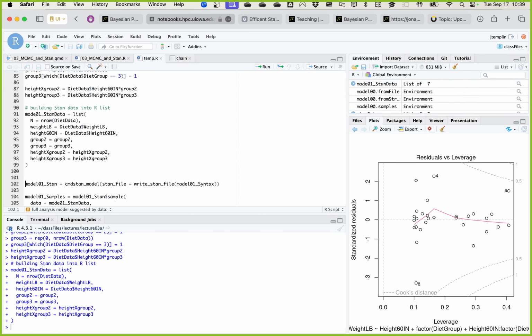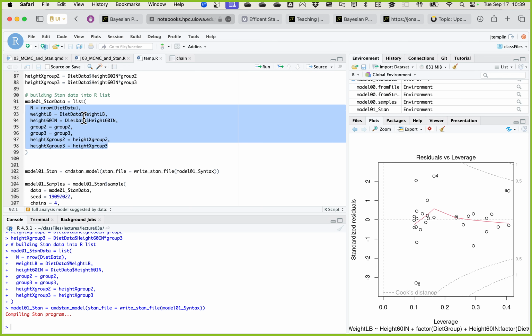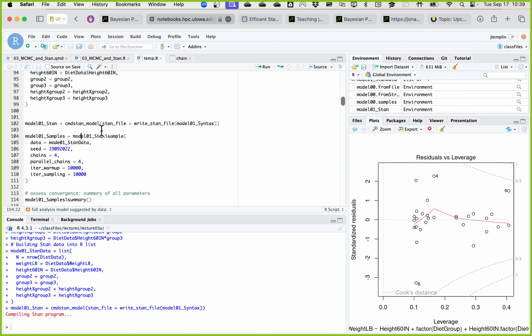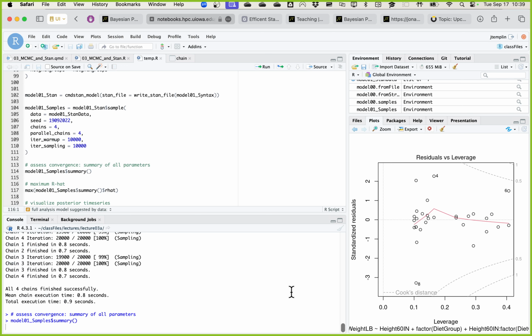Let's do this. I'm going to build our Stan program. It'll compile. I have my Stan data. Remember, my Stan data object has every value in the data block of code listed in the list. And if I go sample this, I'm going to run a warm-up of 10,000 and sampling of 10,000. I'm going to run this analysis. And the next thing you know, my summary.